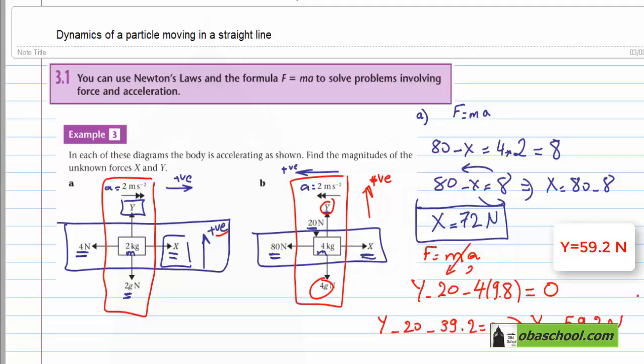So it's important to get acquainted with this methodology of applying Newton's second law separately along the x and the y axis to find unknown forces or maybe accelerations along the x and y axis, as in further problems that we may encounter.